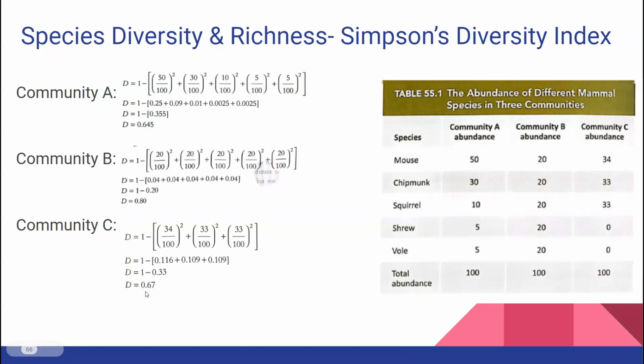We said the higher the number, the greater the diversity. So which one would be the most diverse? Dora the Explorer moment. Right, community B, 0.8 is the highest number. Then which one follows community B? Right, community C, 0.67 is higher than 0.645.